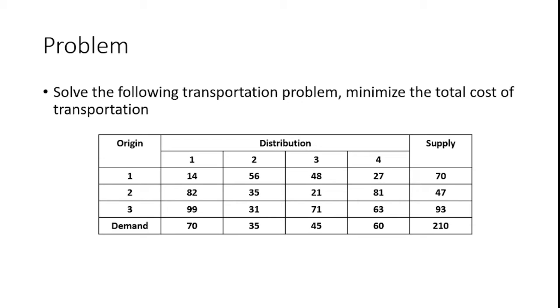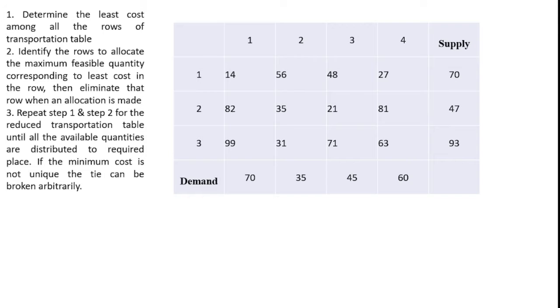The demand is tabulated as 70, 35, 45, 60, and the supply with respect to the origins are 70, 47, and 93. The total supply and total demand are equal, that is 210. So, what is the procedure to solve the transportation problem with the aid of the least cost method?